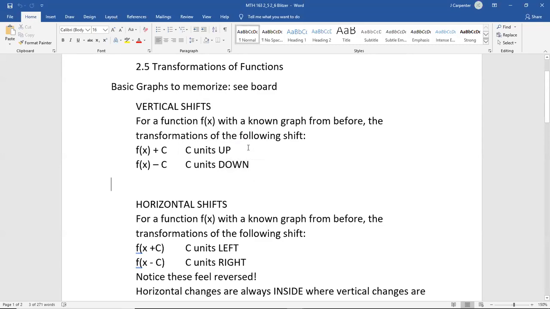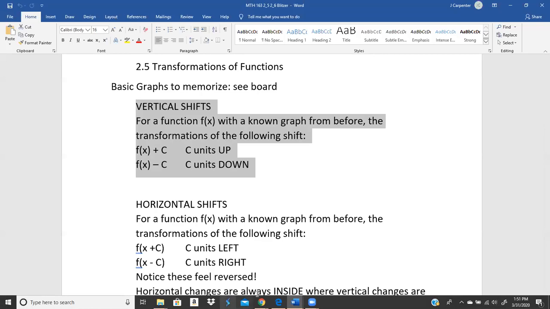So let's just focus on the vertical shifts for now. I know the horizontal shift stuff is up here, but let's focus on the vertical and do a couple examples with that. So just the vertical. So if you see plus a number, you're moving the shape up. If you see minus a number, you're moving the shape down.